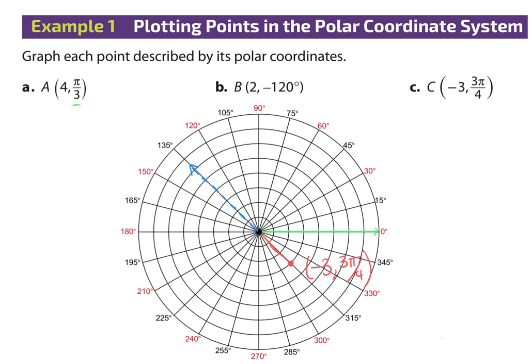Does everybody see how we're graphing these? Find your angle. A positive R moves you towards it. A negative R moves you away from it.